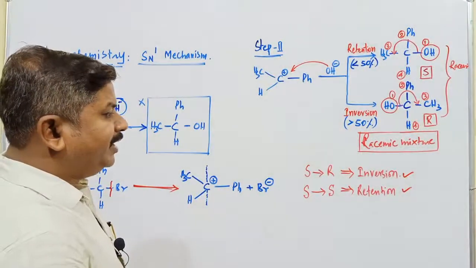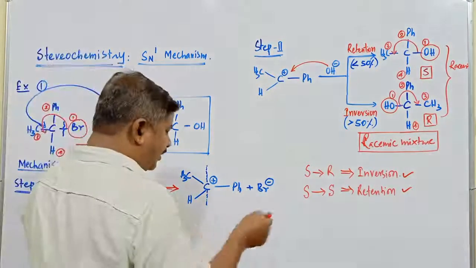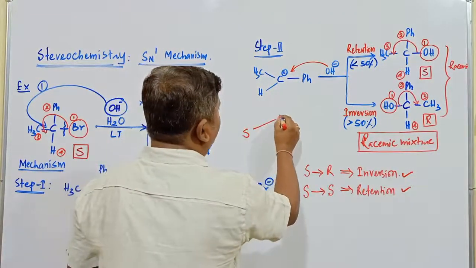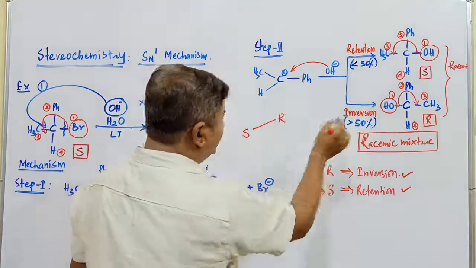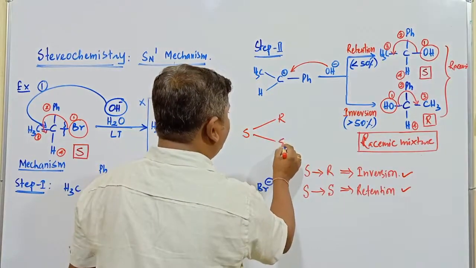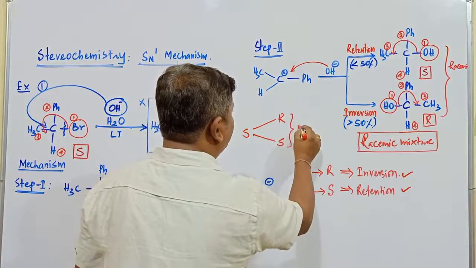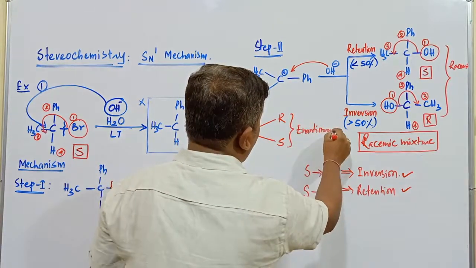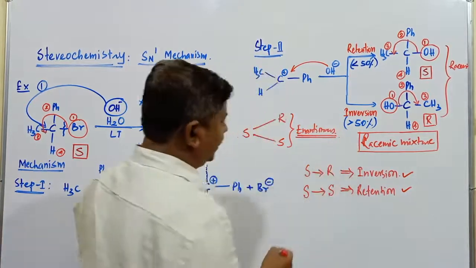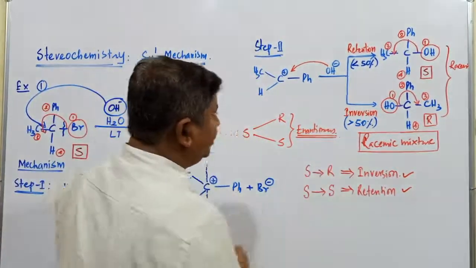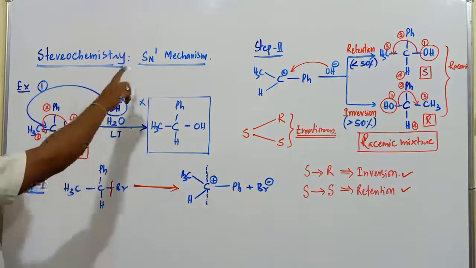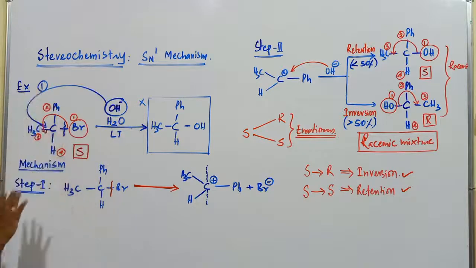Retention of configuration. The particular molecule has S configuration, one of the molecules is converted into R isomer, another is converted into S isomer. What is this substance forming? Enantiomers. What are those? Mirror images of each other. That is nothing but a racemic mixture. These are commonly called enantiomers. This is the stereochemistry aspect of SN1 mechanism. I have explained with one simple example.